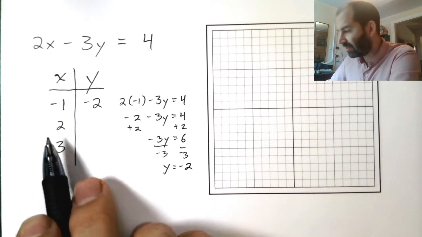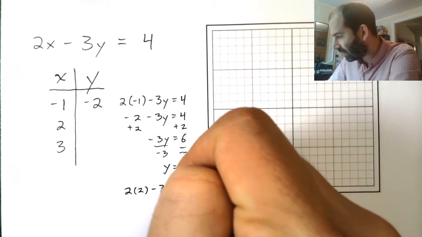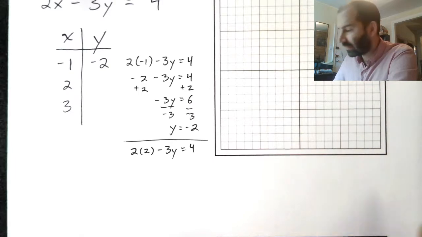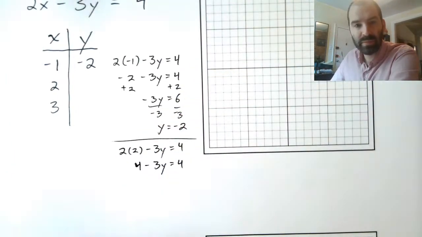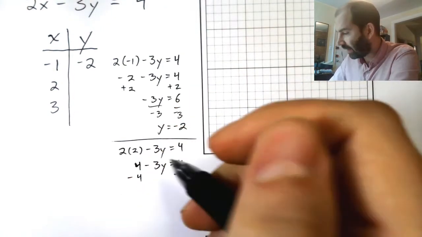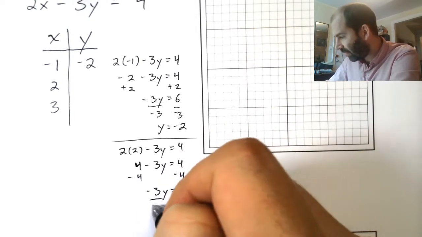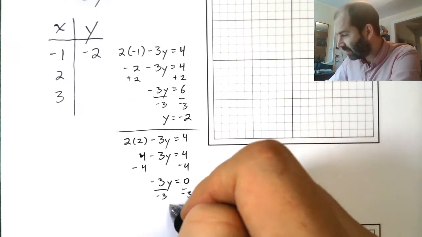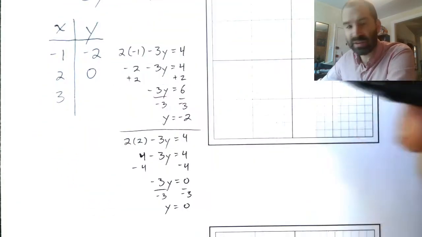Let's see what you did here. So you're taking x to be 2. So you're going to take 2 times 2 minus 3y equals 4. And then you say, well, 2 times 2 is 4. I'll subtract 4 from both sides. I get -3y equals 0. Divide both sides by -3. 0 divided by -3 is 0. So y equals 0. You should have gotten this.